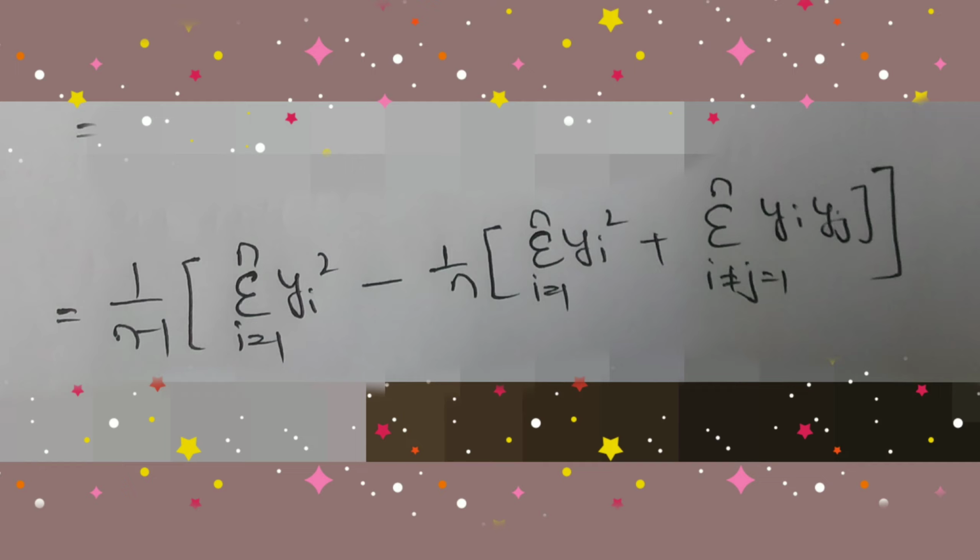Now replace: small s square is equal to 1 by n minus 1 summation i ranges 1 to n yi square minus 1 by n, the term we have to replace, summation i ranges 1 to n yi square plus summation i not equal to j, 1 to n, yi yj. After substitution of that step, small s square is equal to 1 by n minus 1. So we take common summation i ranges 1 to n yi square. So we get the value (1 minus 1 by n) minus 1 by n summation i not equal to j, 1 to n, yi yj.